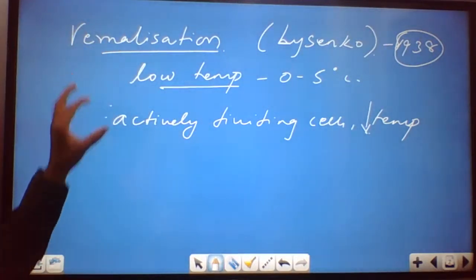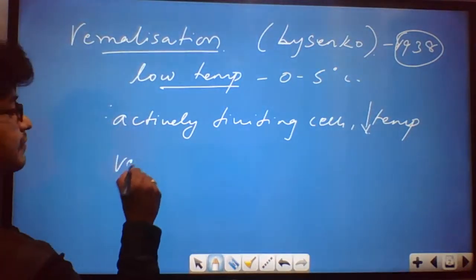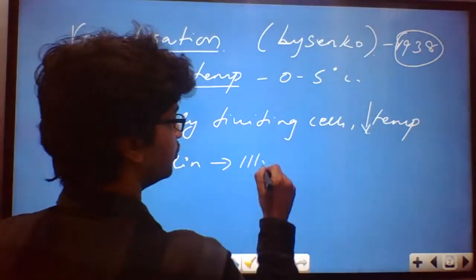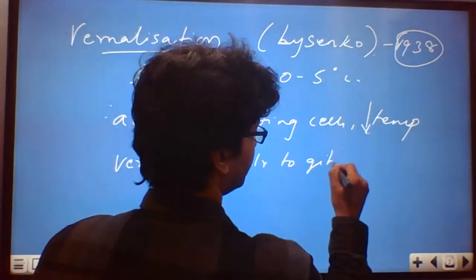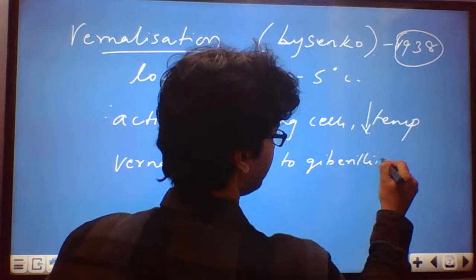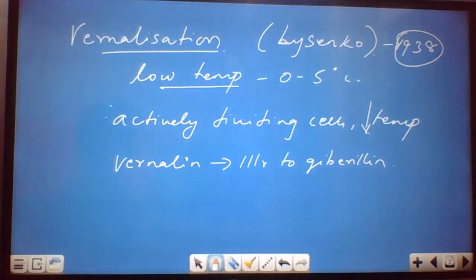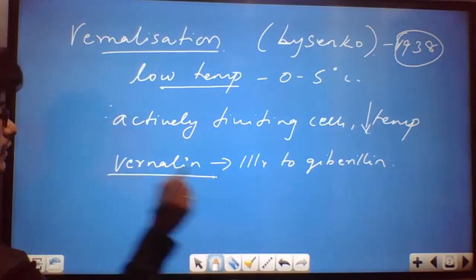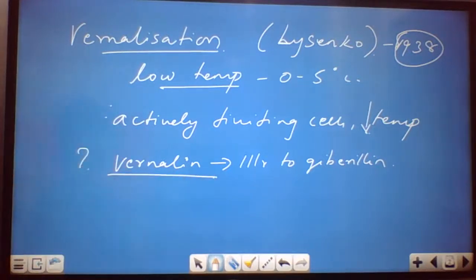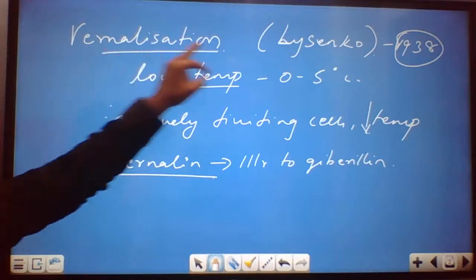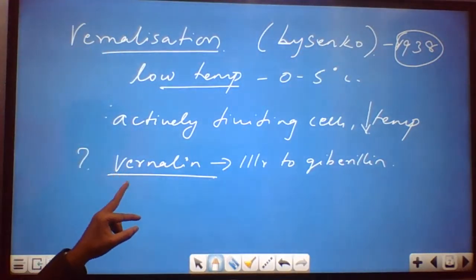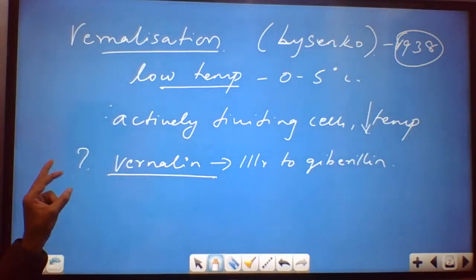And here the hormone which is responsible is the vernalin hormone. This vernalin hormone is also similar to gibberellin. Okay, fine. So who first identified the hormone? Can you name the person who first identified the hormone? This process was identified by Lysenko. Whereas the hormone vernalin, which was first identified, what is the name of the person?